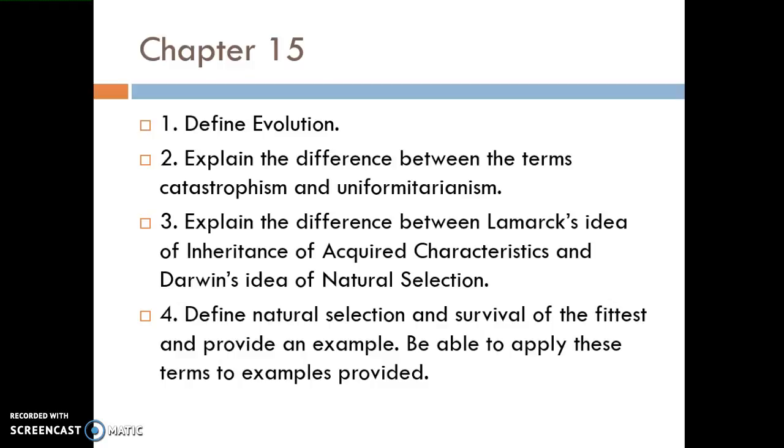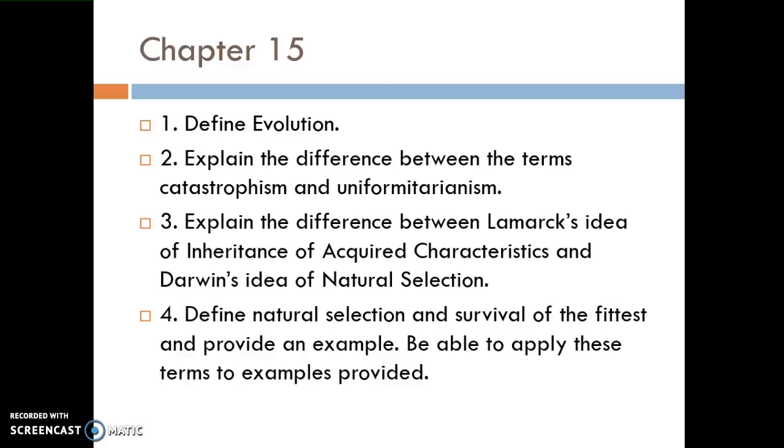Explain the difference between catastrophism and uniformitarianism. Catastrophism was Cuvier, and he basically said that there were large geologic catastrophes that caused mass extinctions, which then would lead to evolution. Lyell was under the impression of uniformitarianism, which just said that the processes that shaped the Earth in the past shape the Earth today, still today. So it's just a continual process of the same thing.